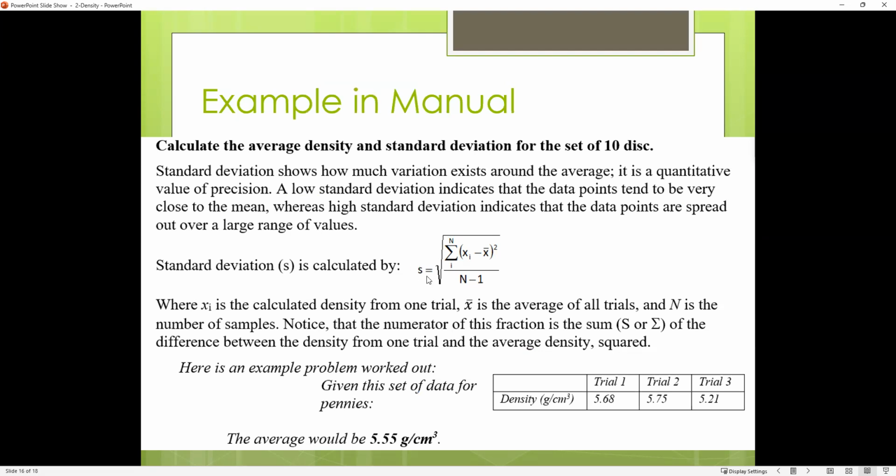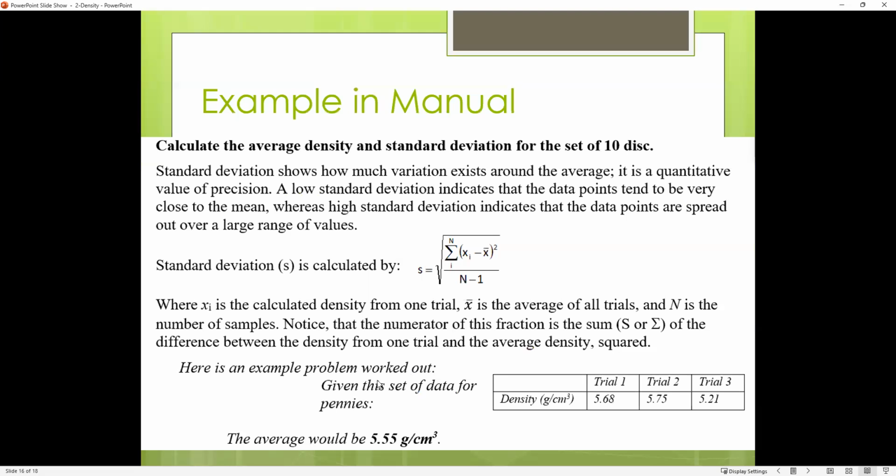So the standard deviation is equal to the square root of the sum of each of the data points minus x bar, which is the average. So you're going to square this and then sum that square and then divide by the number of trials. So someone before had written out this nice thing walking you through it.